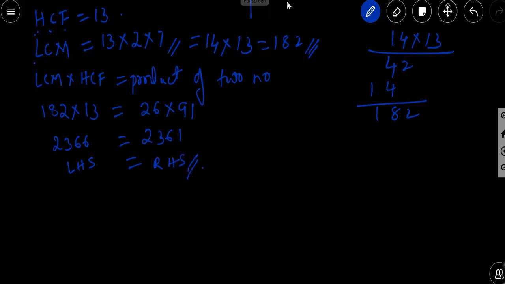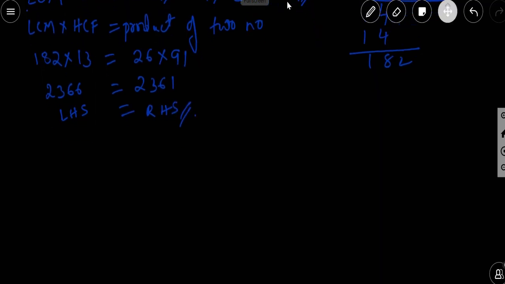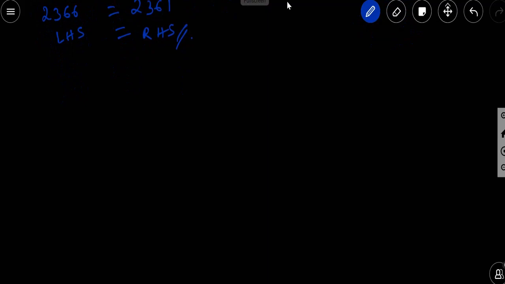Okay, so we'll go for the next problem, second problem of number 2. It is 510 and 92. First we'll do the prime factorization of 510. 510 is divisible by 2. 2 twos are 4, 1 is remainder, 2 fives are 10.